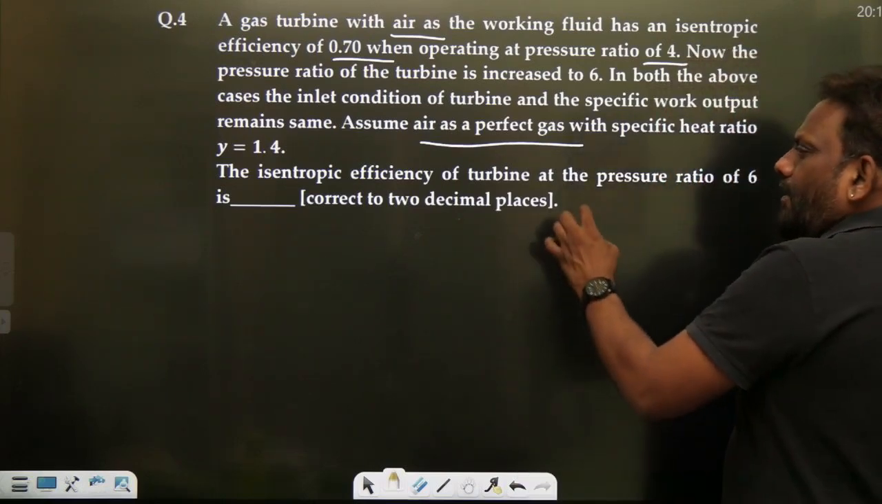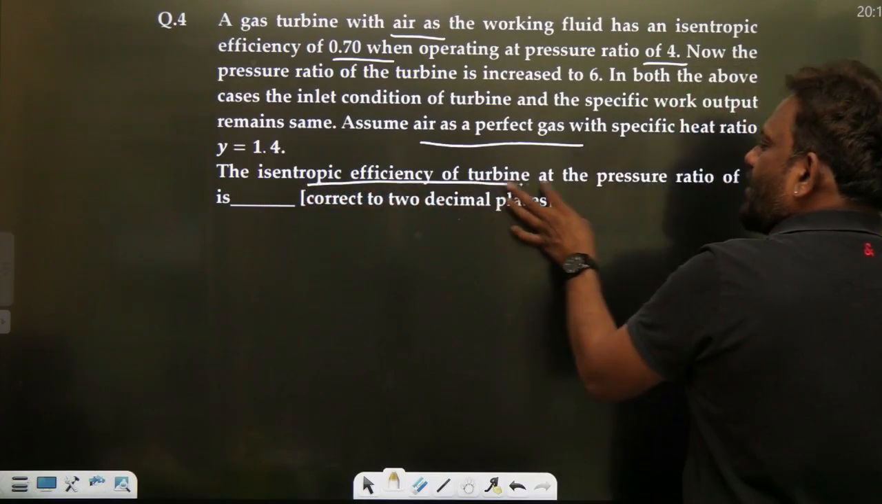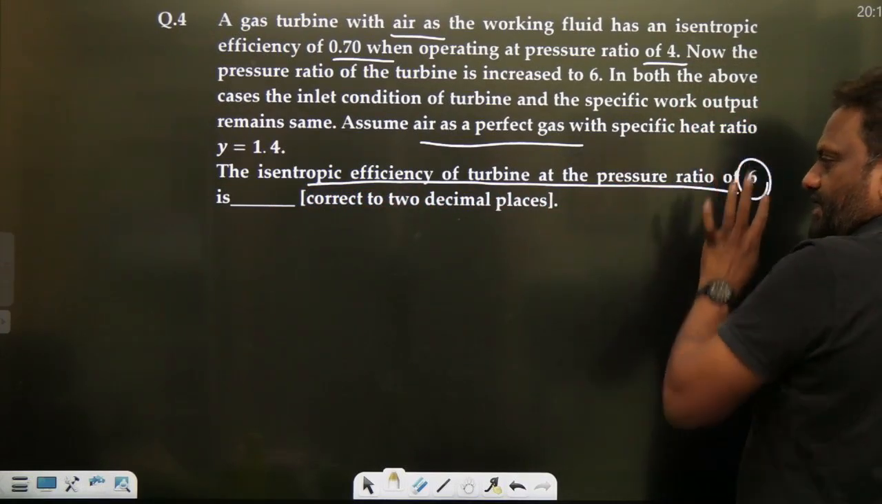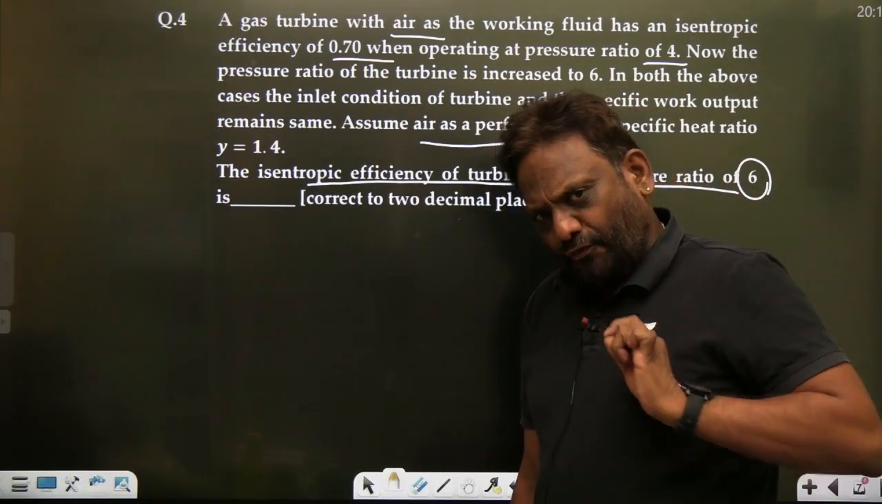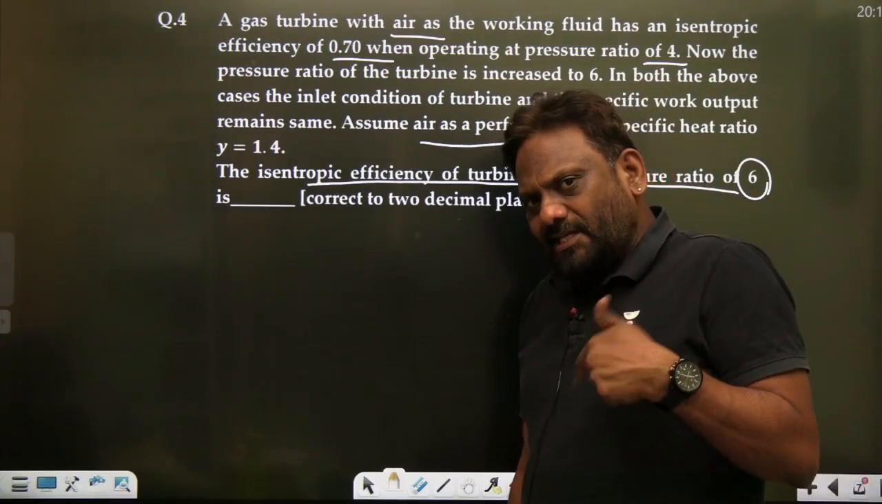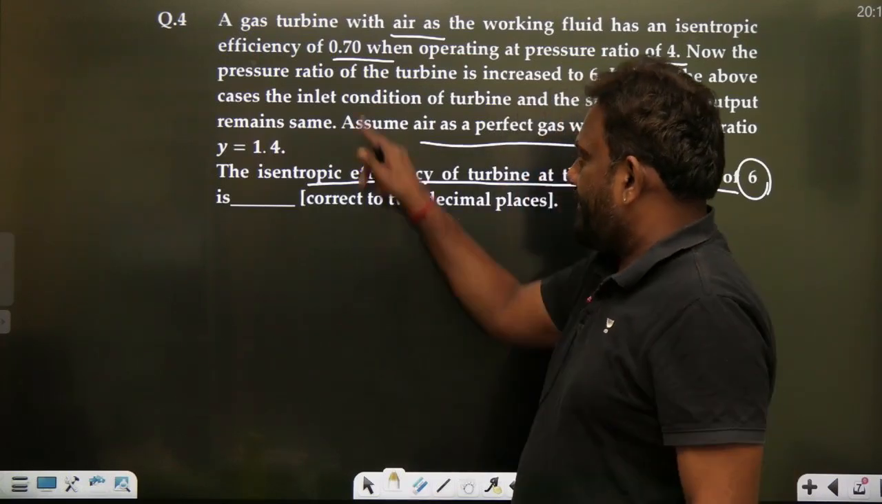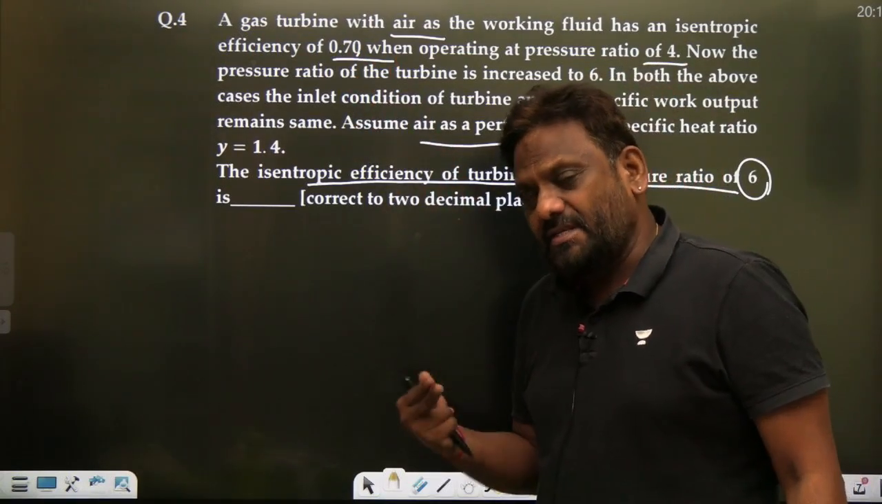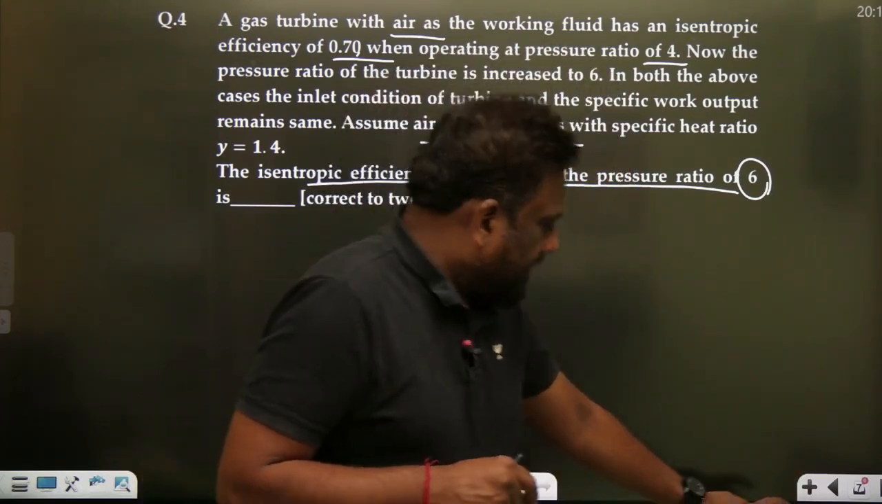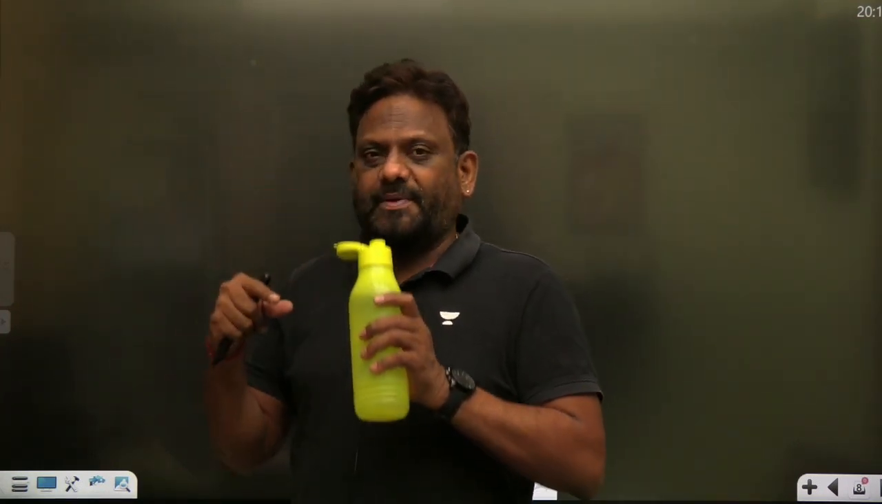Okay sir. Then the isentropic efficiency of the turbine for the pressure ratio 6 is, I repeat sirs, when the pressure ratio was 4, the isentropic efficiency was 70%. Now he is asking, if the pressure ratio is increased to 6, what is the new isentropic efficiency? My dear students, as I taught in class, this isentropic efficiency is a function of pressure ratio. That's why, if you want that to be independent, we use polytropic efficiency.